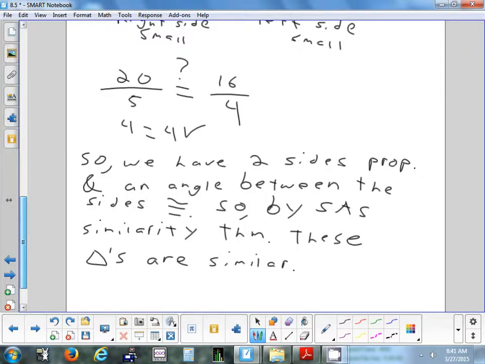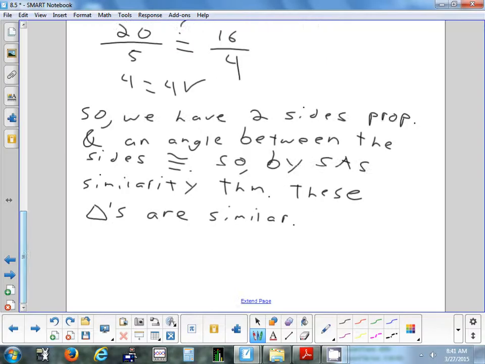So it's not quite as formal. We could write this as a statement reason, put the two columns. We're just not doing it this time. Okay. All right, so that's that one.